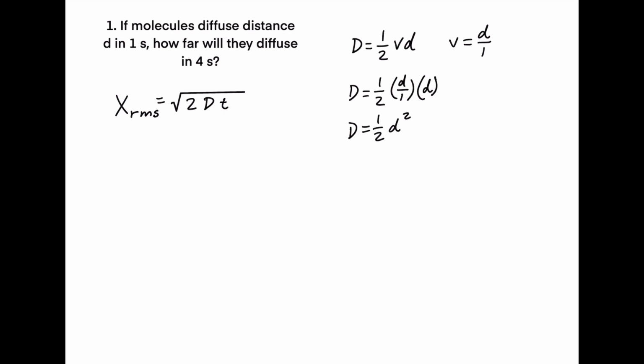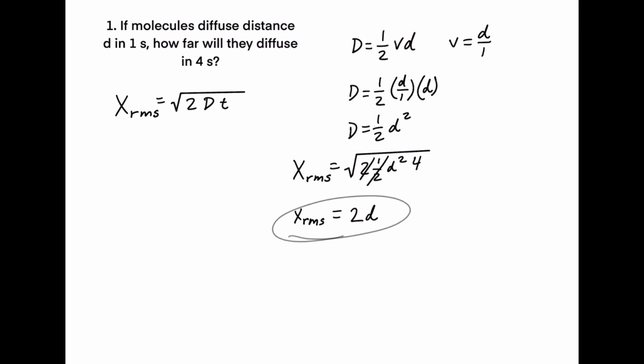We're going to plug this into our x RMS and get x RMS equals the square root of 2 times 1/2 d squared times 4. Our 1/2 and our 2 cancel out, and we get that our x RMS for a molecule with a velocity of d units per second is 2d after 4 seconds.